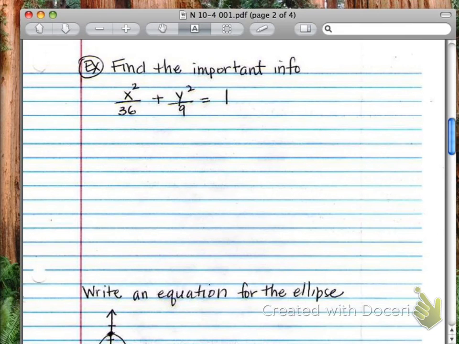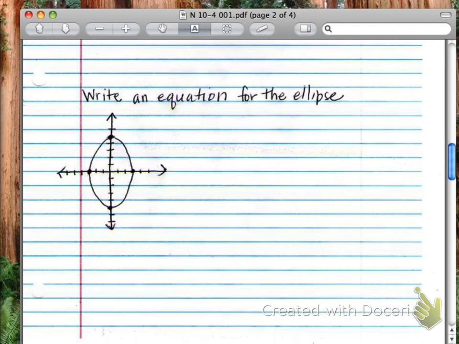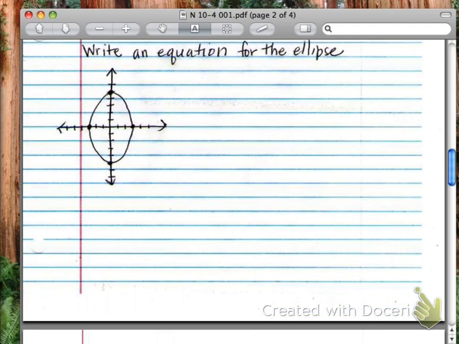Let's look at our next example. It says write an equation for the ellipse. Well, the first thing I need to do is determine which form I'm going to use. How do I determine which form I'm going to use? Yeah, I got to find out which one's the major axis and which one's the minor axis. Which is the major axis?